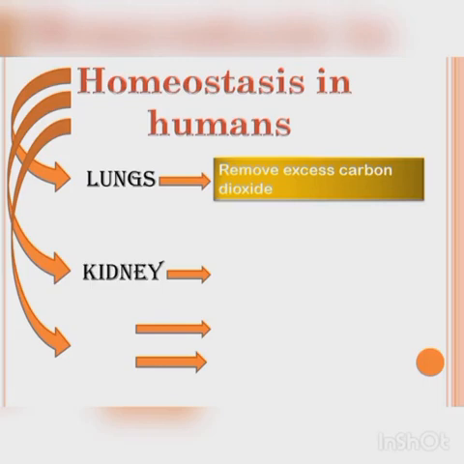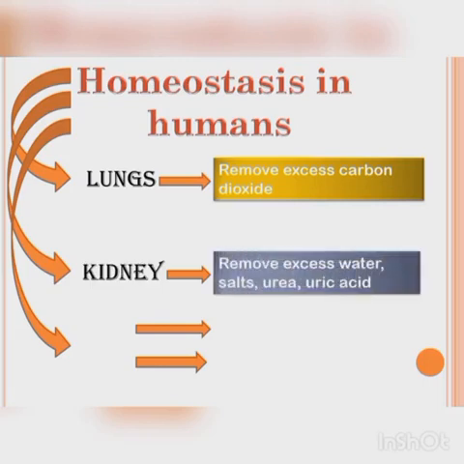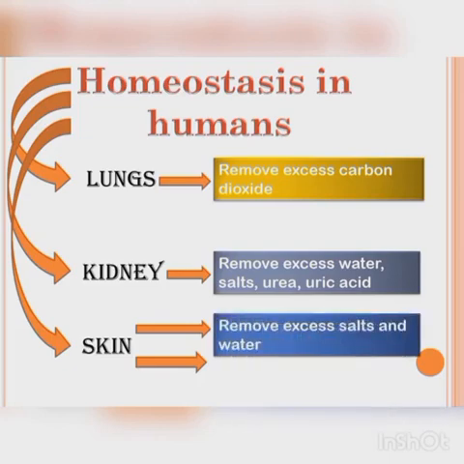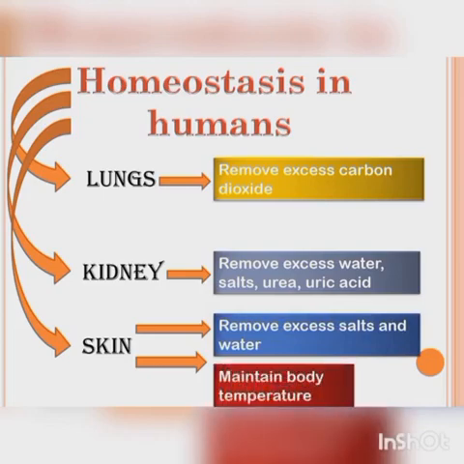Second organ is kidney. Kidney removes excess water, salt, urea and uric acid. Hence, metabolic wastes are removed through the kidney. Skin. Skin is an organ through which extra salts and water can be removed, and it also maintains the body temperature. So these three are the organs in human body that help in regulation of homeostasis condition.